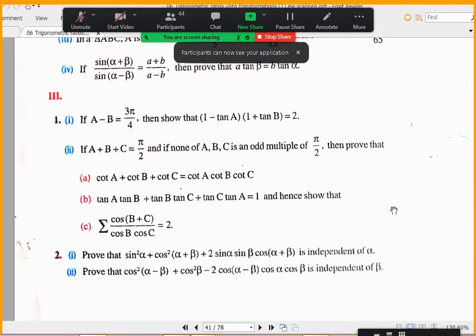Also, to maintain the notebook properly, when physical classes start, we'll be checking your notes and homework notes and all that.